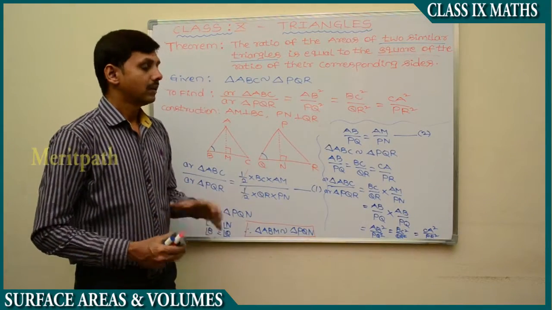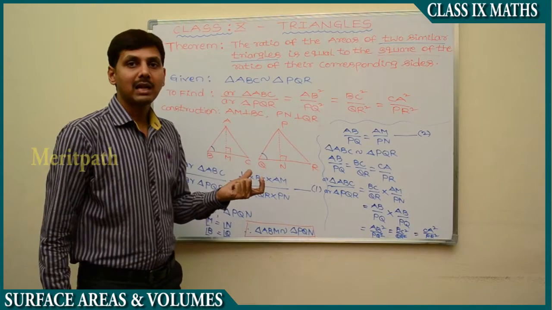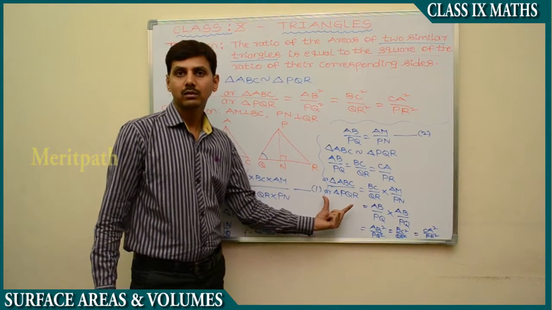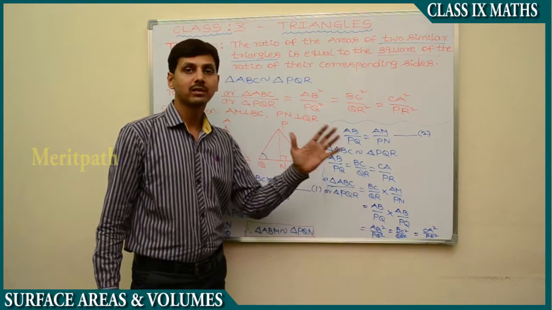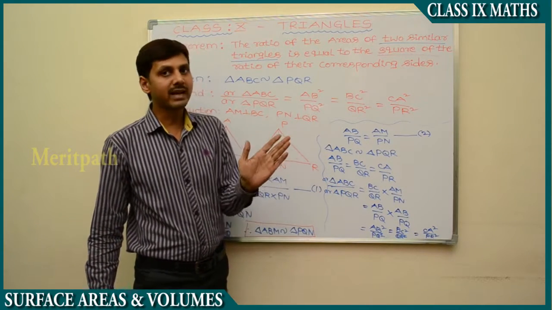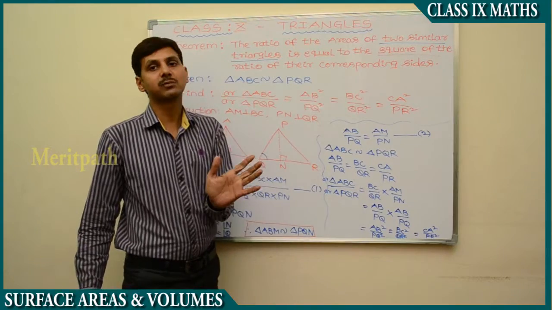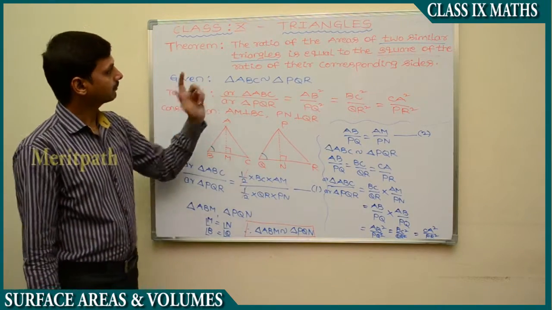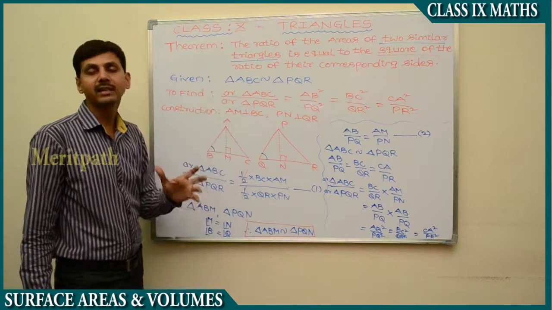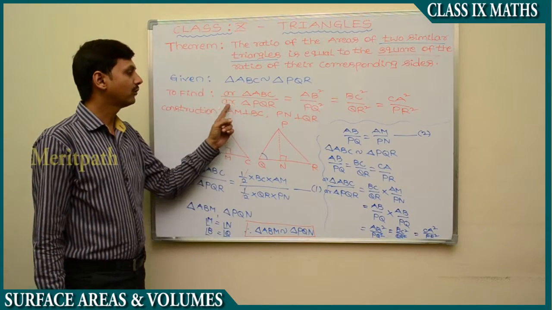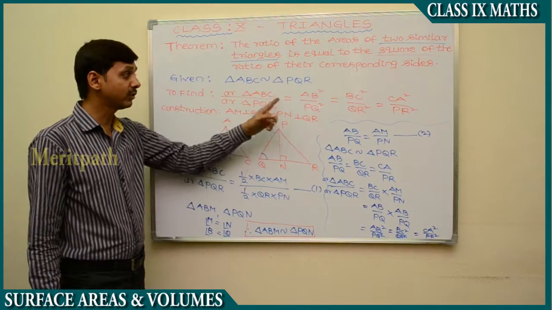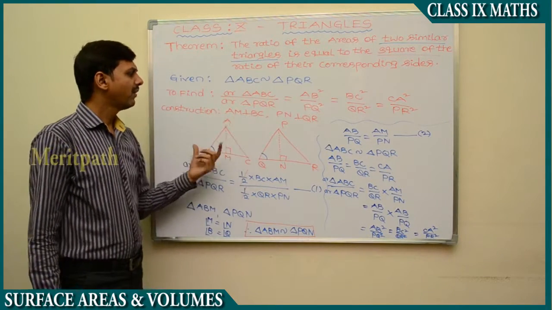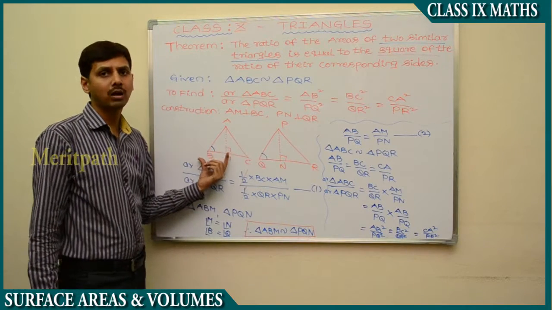So the ratio of areas of these two similar triangles is equal to the ratio of the squares of their corresponding sides. So this is a theorem. Let's recall once. It's given triangle ABC and triangle PQR are similar. We need to prove that the ratio of their areas is equal to the squares of their corresponding sides.